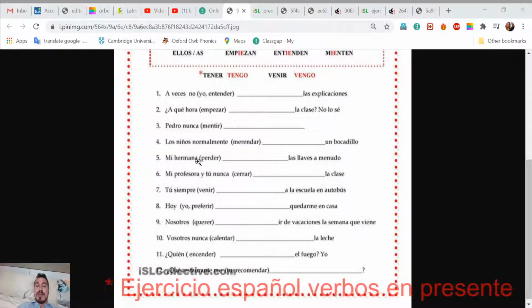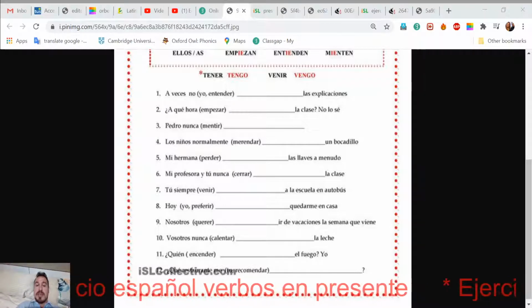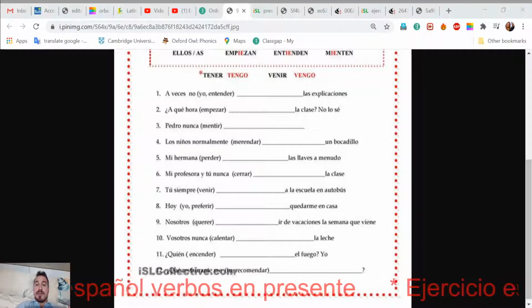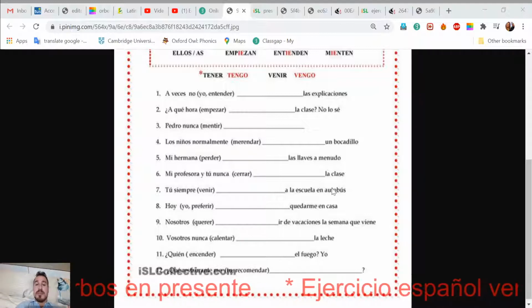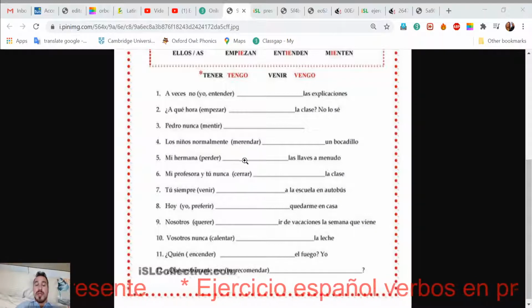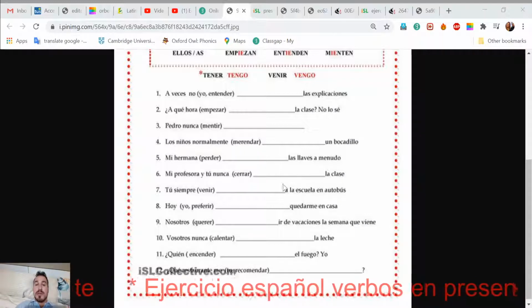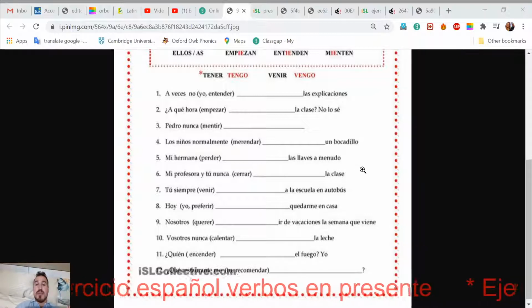5. Mi hermana. So yeah, the first one is going to be diphthongized. So pierde. Mi hermana pierde las llaves a menudo. So my sister loses her keys frequently, a menudo.